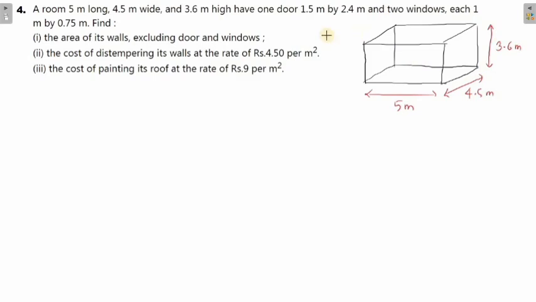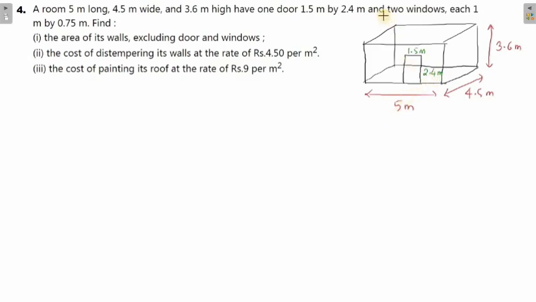And in this room you have one door. Let me draw the door for you. So let's say we have got the door out here, and the dimension of this door is given. The dimension is 1.5 meter by 2.4 meter. So from here to here, this is 1.5 meter, and this is 2.4 meter. The height of the door is 2.4 meter.